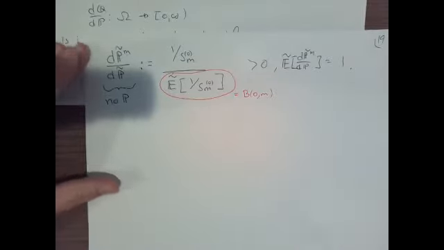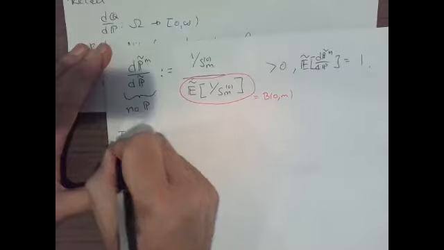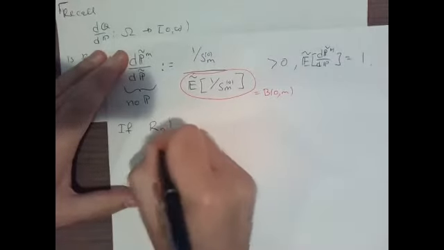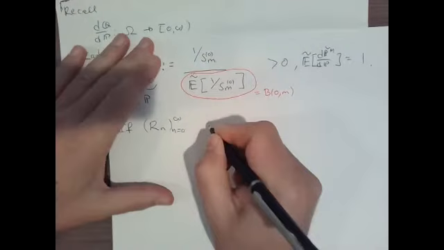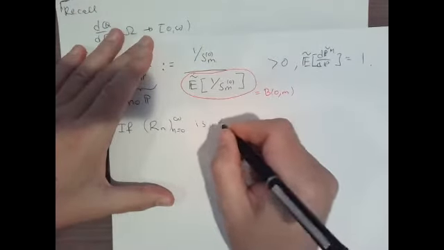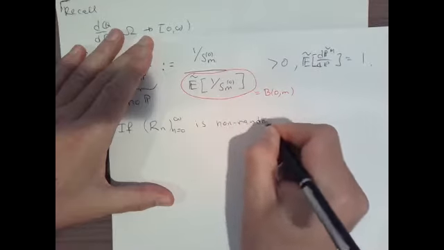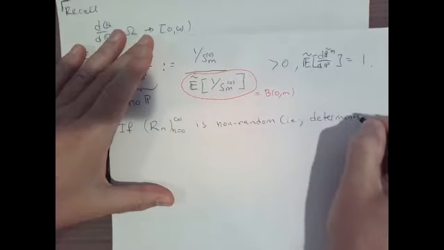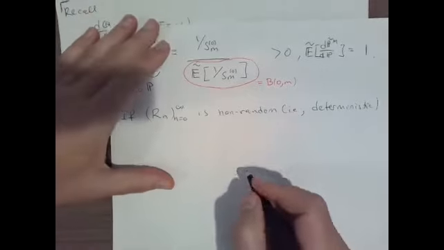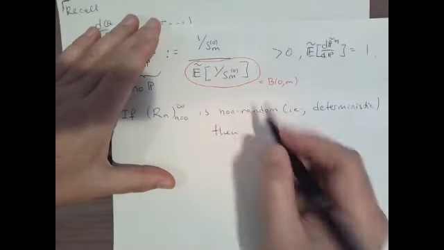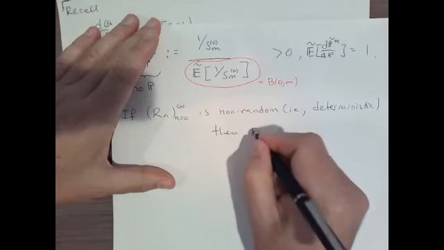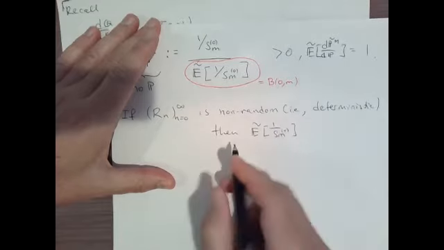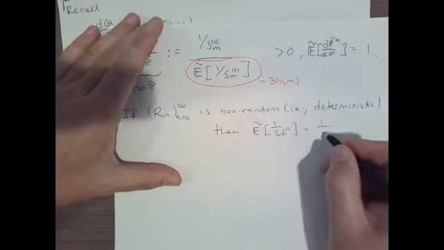Another thing to note is, for example, if R, the interest rate process, is non-random, another word for that is deterministic, well then the expectation of 1 divided by S is M0, because it's non-random, that expectation will just be itself.